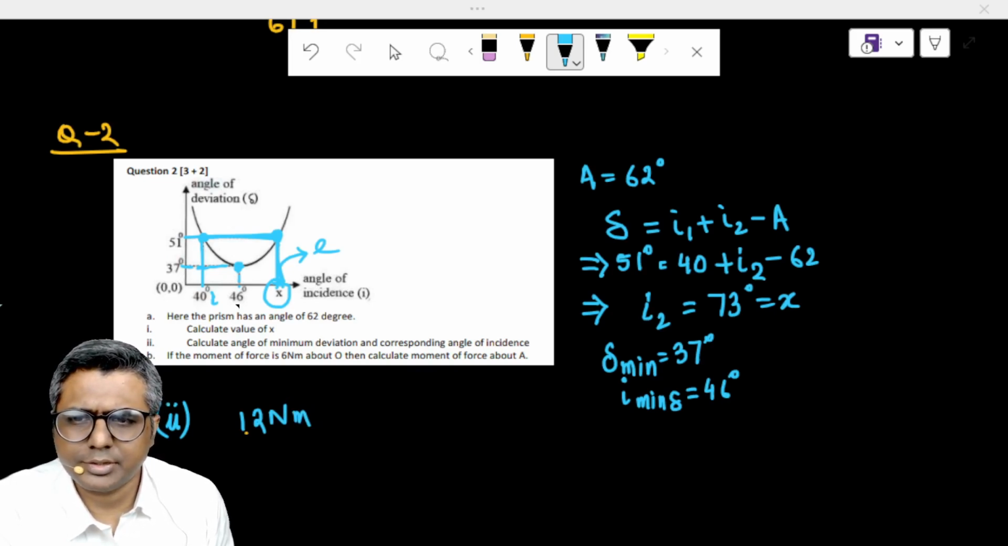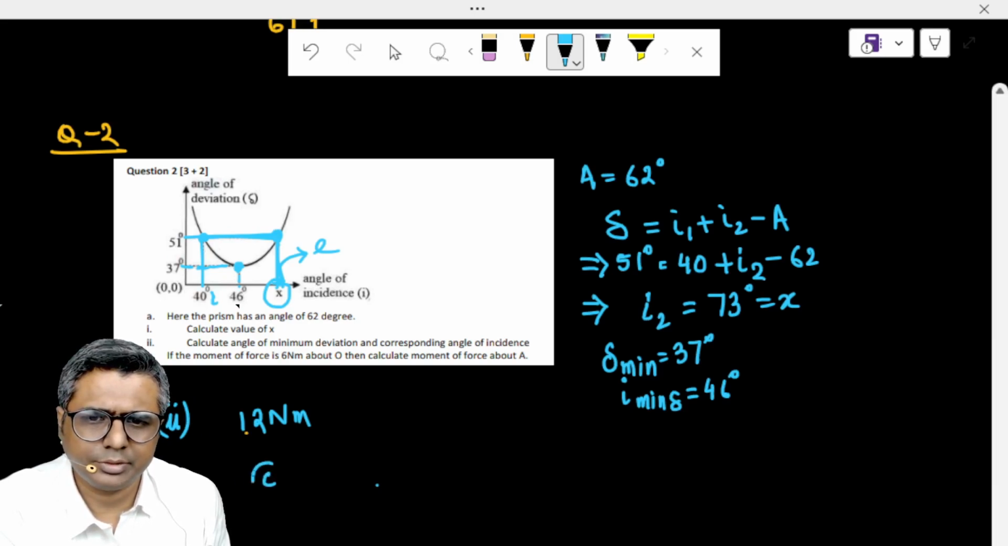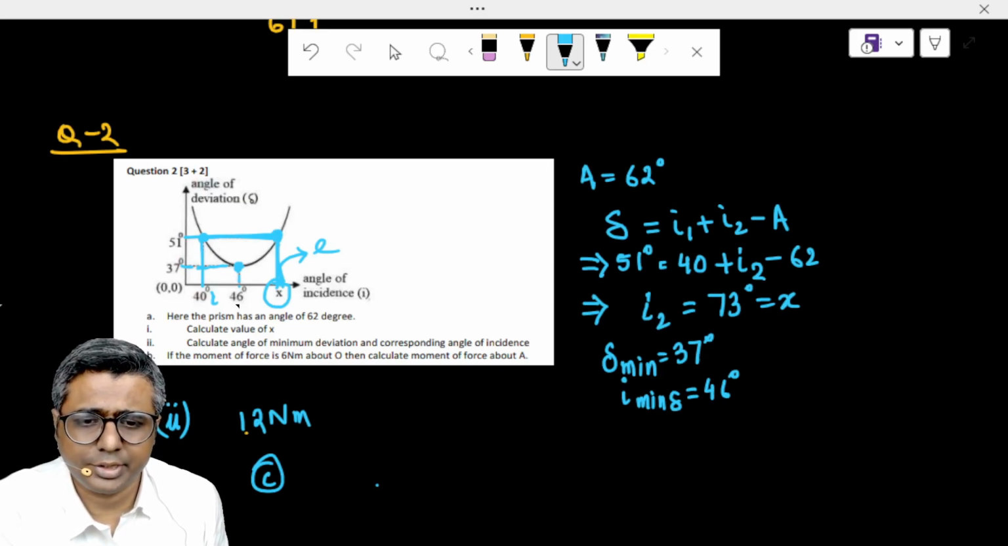So you can check whether you have got this answer or not. Very easy question. Okay. Next is background radiations. Define background radiations. Next question, that is question number 2C. Question number 2C is background radiations. What are background radiations, that you need to know.